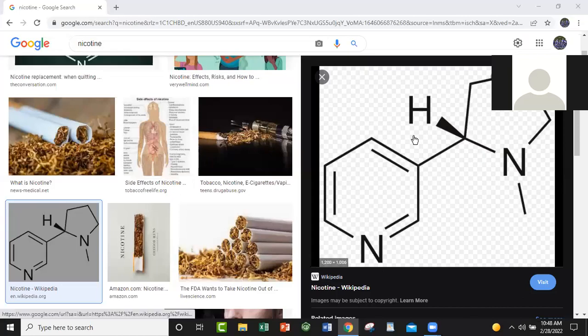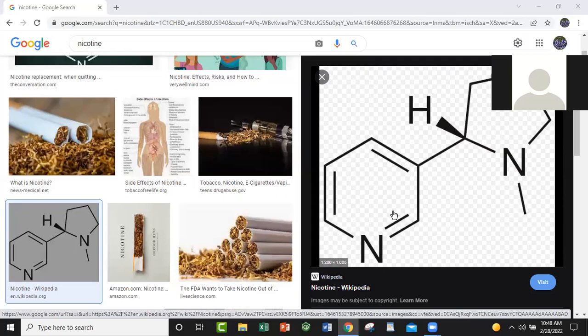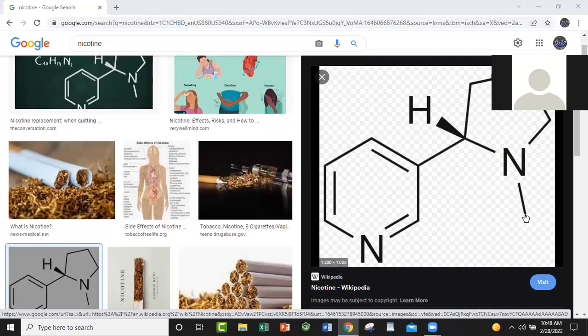So this is nicotine. Let's see if we can count up the carbon. So this is 1, 2, 3, 4, 5, 6, 7, 8, 9, and 10. Yes. Remember, we talked about this. Everywhere two lines come together, that is a carbon, unless there's another atom there. So that's 10 carbons.